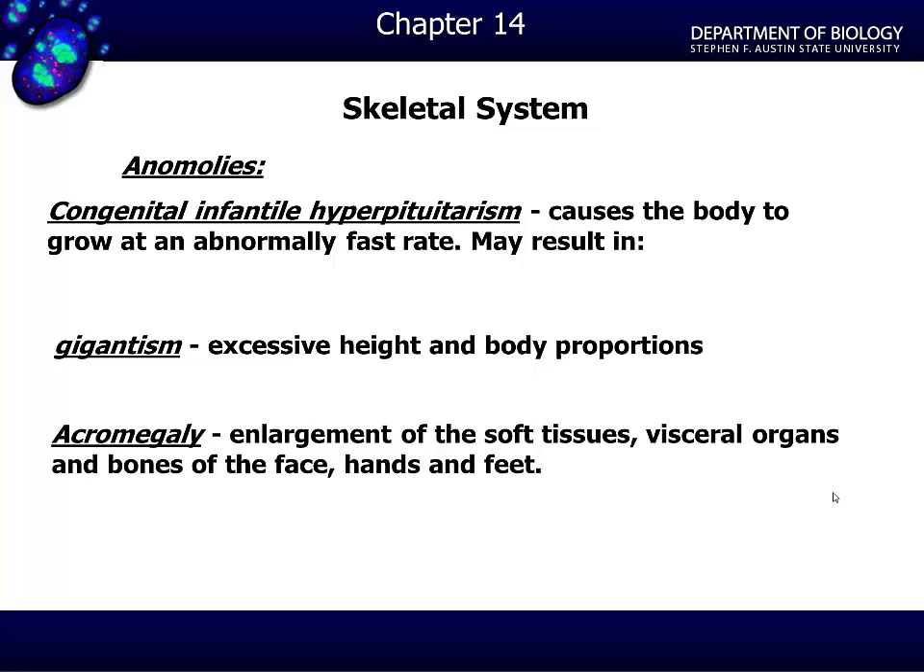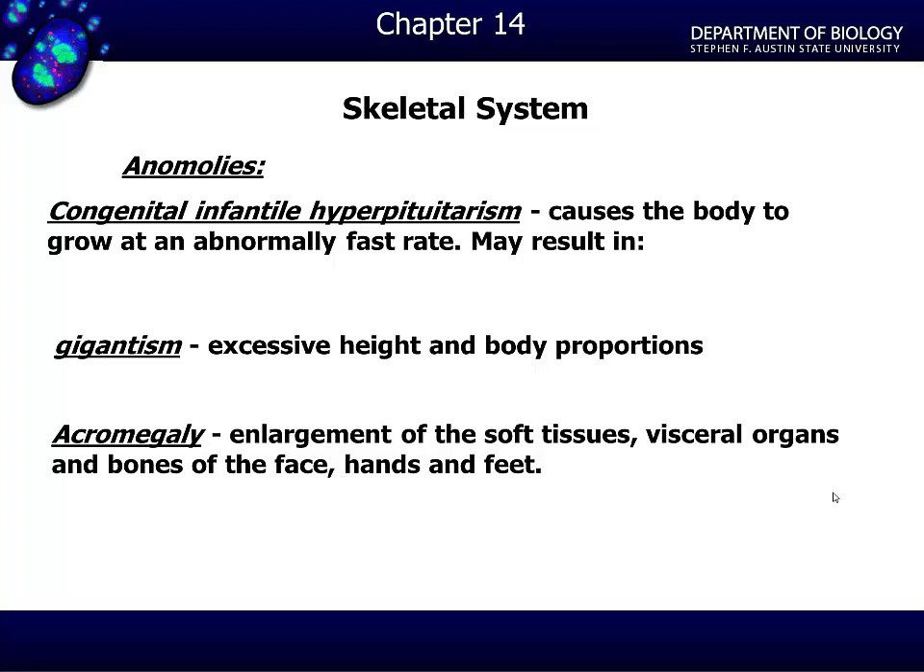Some other anomalies that we can see that are related to the skeletal system, we can have congenital infantile hyperpituitarism. Now, of course, this is where our pituitary is producing too much hormone. In this case, we're talking about growth hormone. And so you're going to grow abnormally fast. And if you have this occurring from birth, if this is a congenital situation, then you're going to have giantism, excessive height, excessive body proportions.